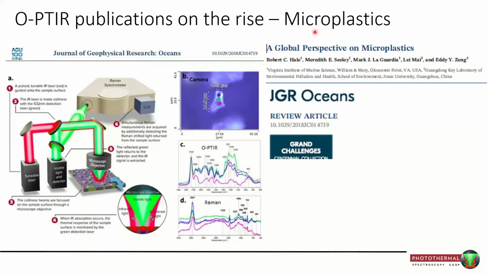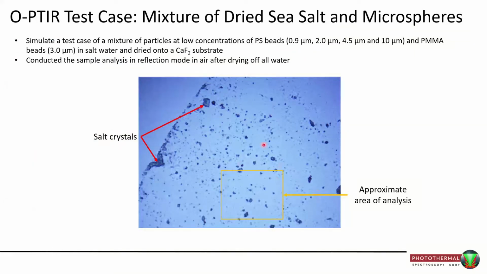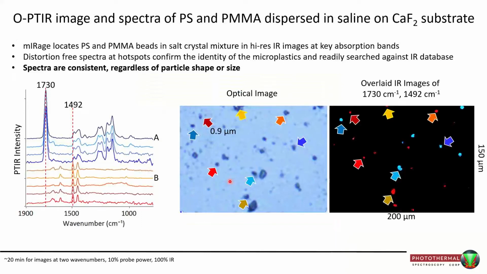Okay. Microplastics, that's an area of ideal fit, and there's some early work out there in the literature as well. This is one of my favorite internal model experiments we did, where we looked at different polystyrene beads ranging from 900 nanometers up to about 10 microns, and also a PMMA bead of 3 microns, doing this in salt water as well. So if you dry that onto a calcium fluoride substrate, you'll get salt crystals, you'll get all of the beads mixed together, and if anyone's tried measuring infrared in the presence of salt crystals, you know that salt crystals will completely ruin your signal. But with O-PTIR, you only get a signal if there's an absorbance. And since salt doesn't absorb, it's effectively invisible as far as O-PTIR is concerned.